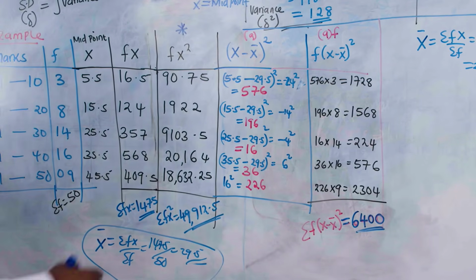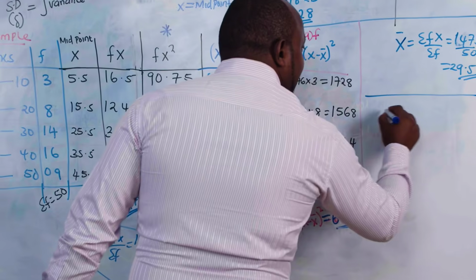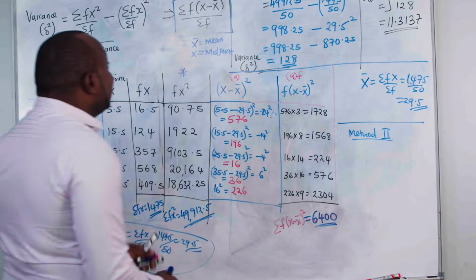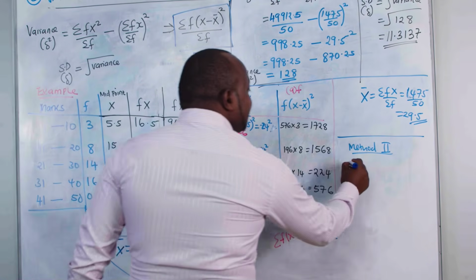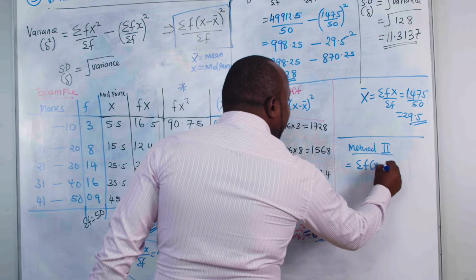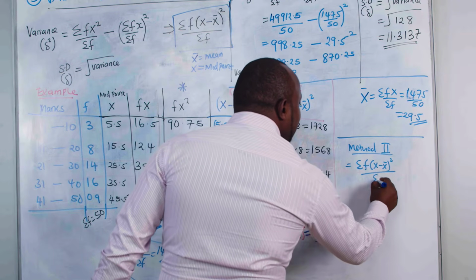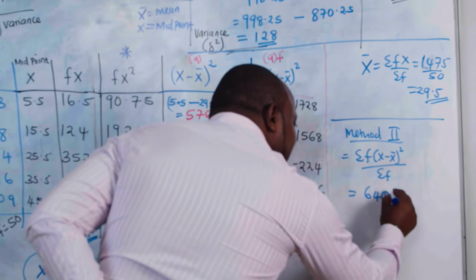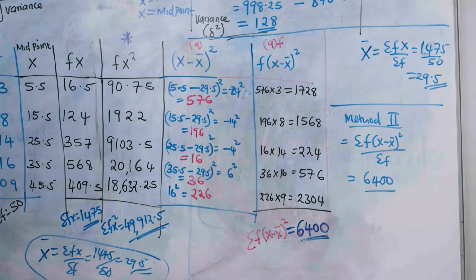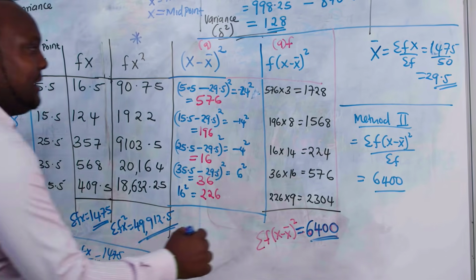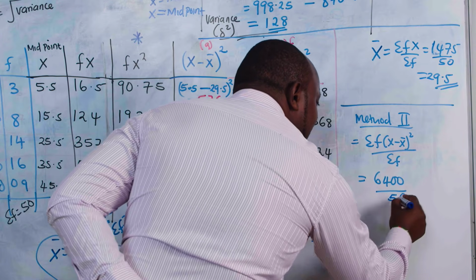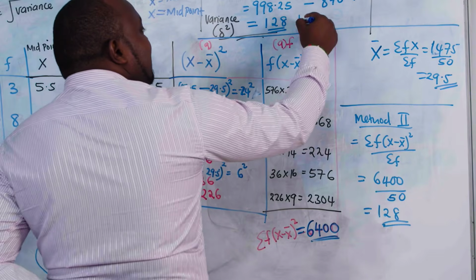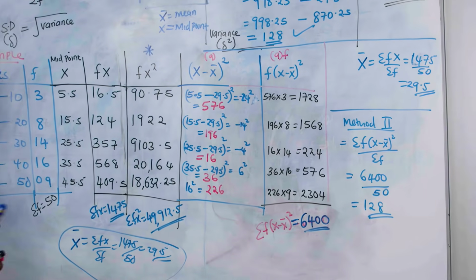Now, method 2 is simple. We said it is just the summation of f times x minus x bar squared all over summation of f. You realize the total we have gotten is 6,400, all over the summation of f, the total of f was 50. And when you divide this one, you are going to get 128. The same value we got for our variance. So that's how we are going to get our variance.